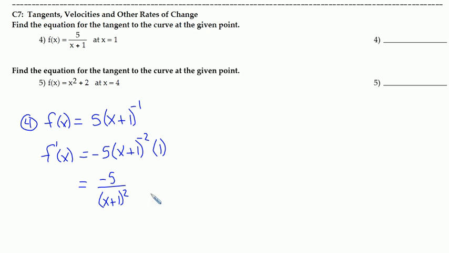I just need to find my slope at 1, because it says find the equation of the tangent to the curve at the given point. Not only do I need my slope at 1, I also need a point there. So the point would be 1 comma whatever I get when I plug in 1. And when I plug in 1, I get 5 over 2, or 5/2. 2.5 is another way to write that.